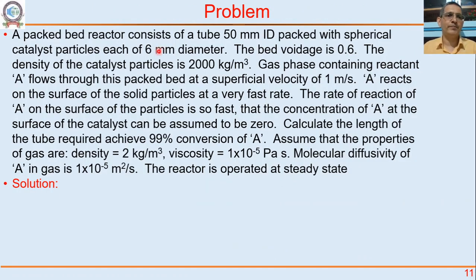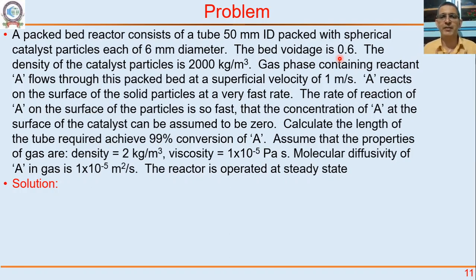Here's the next problem. A packed bed consists of a tube 50 mm ID packed with spherical catalyst, each of 6 mm diameter. Bed voidage is 0.6. Density of the catalyst particle is 2000. Gas phase containing the reactant A flows through the packed bed at a superficial velocity of 1 meter per second. A reacts on the solid surface at a very fast rate, so fast that the concentration of A at the surface of the catalyst can be assumed to be 0.